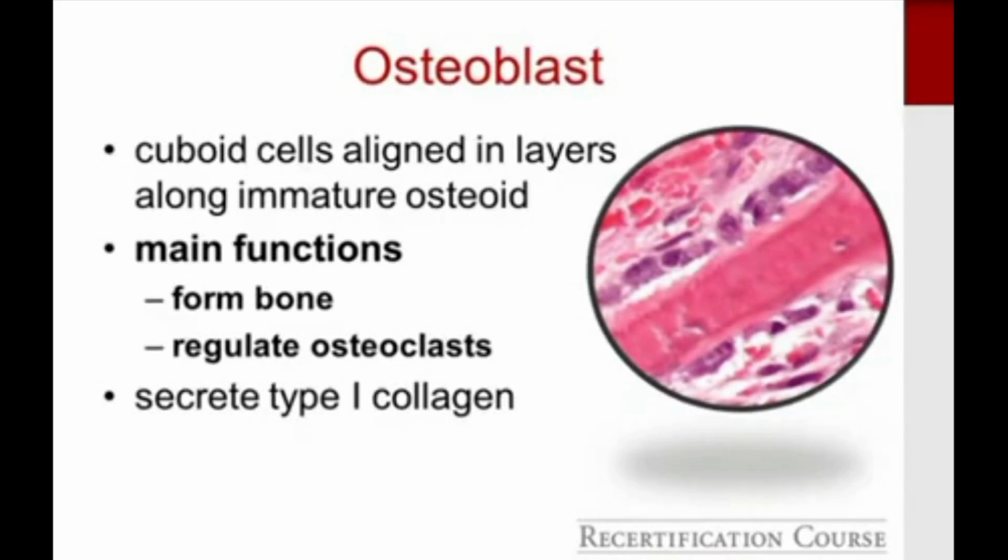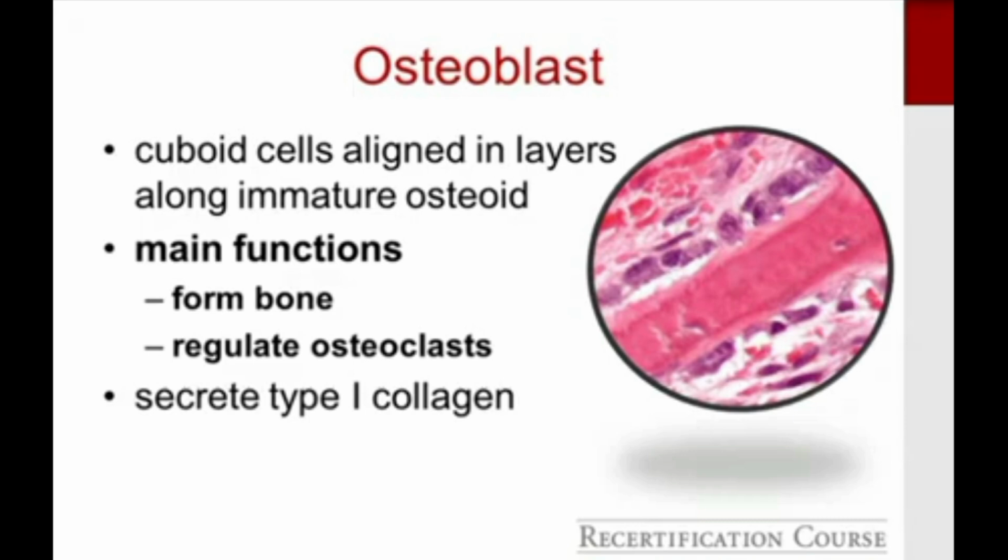The osteoblast is the important cell that forms osteoid, essentially. Its main functions are that it forms bone and also regulates osteoclasts. It basically directs bone metabolism via a number of different pathways. Osteoblasts secrete type 1 collagen. Again, remember type 1, B-O-N-E, type 1 collagen.